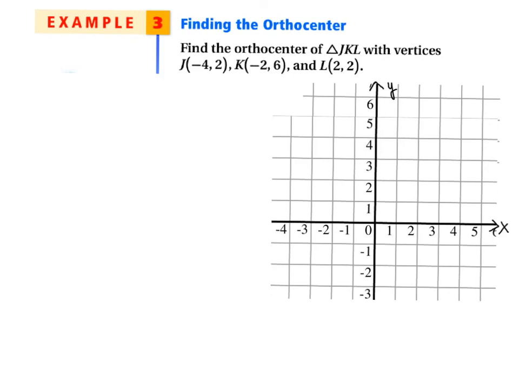All right, so let's let the fun begin. We are now going to find the orthocenter. Find the orthocenter of triangle JKL with those vertices. So let's graph those 3 vertices. So now we have our triangle.